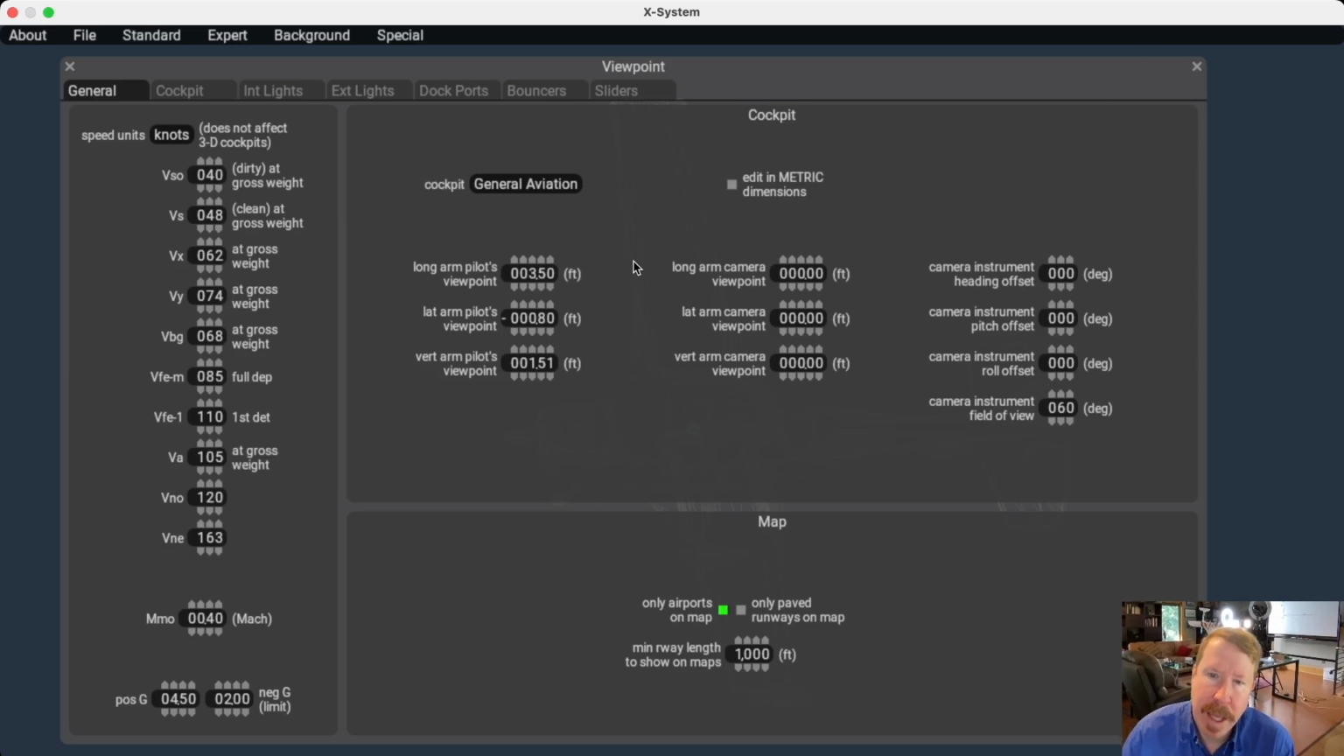And then finally, some fidgety little stuff about the map that hardly matters, but what runways and airports and runway links do you show on your moving map?